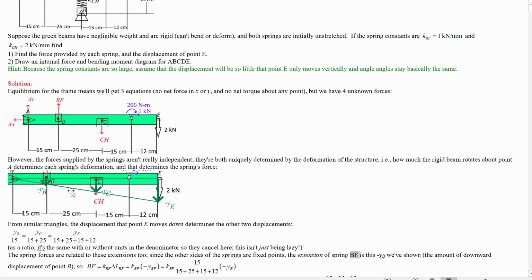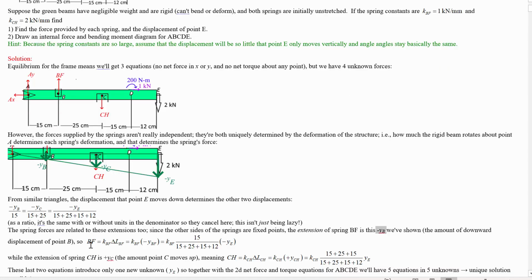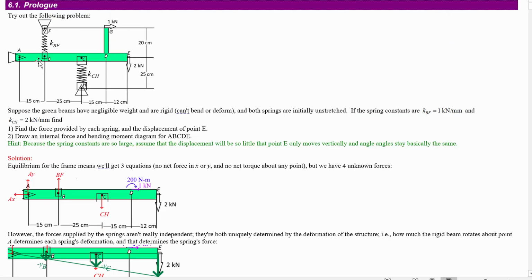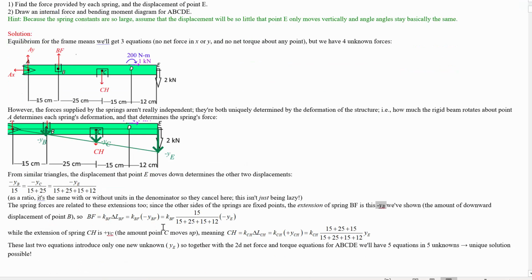So if point B moves down by negative YB, then the amount that it's extended is negative YB. So the spring force would be K times the extension. It's going to respond upwards with K times the increase in length that it has, and that's K times negative YBF because the other end is fixed. So the amount that this spring extends is based on how much this point moves down. The spring's on top, right? If this point moves down by 1 centimeter, this spring has extended by 1 centimeter. Then we can relate that to YE through the geometry that we just drew out.